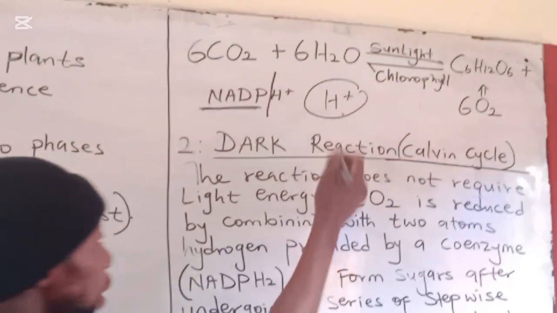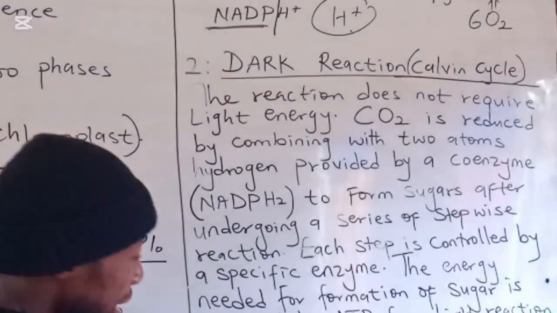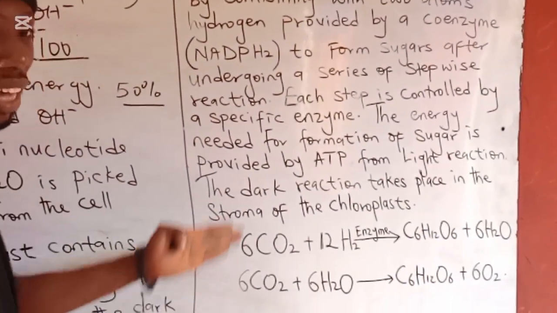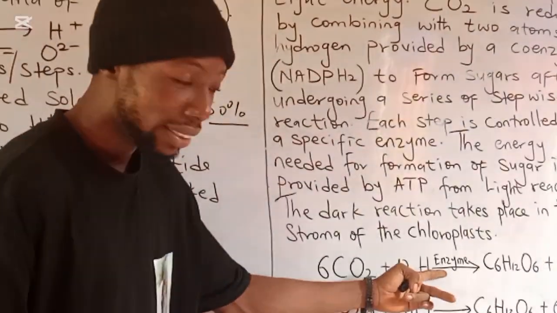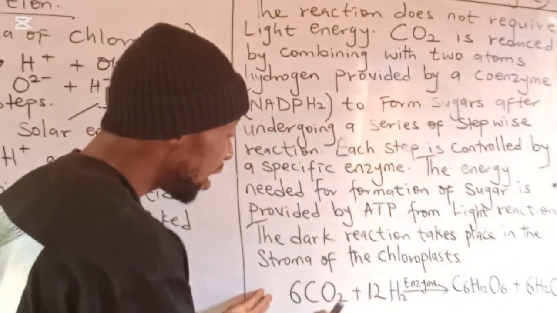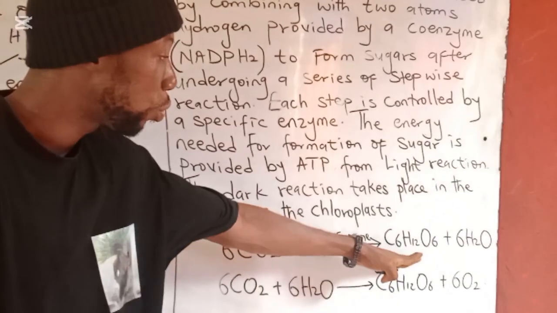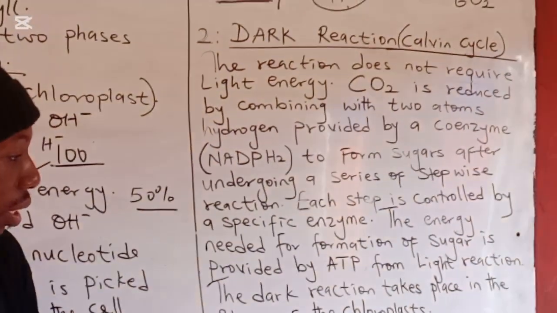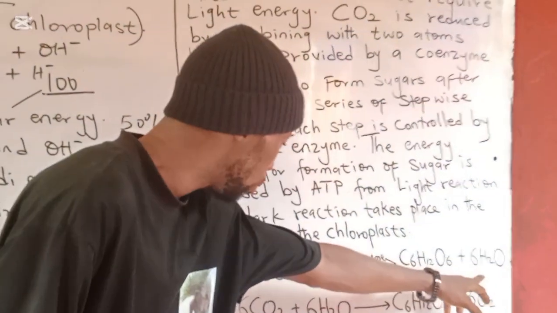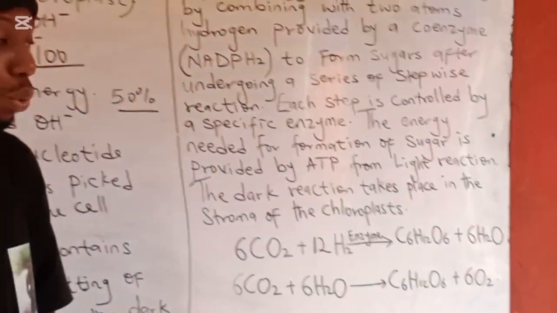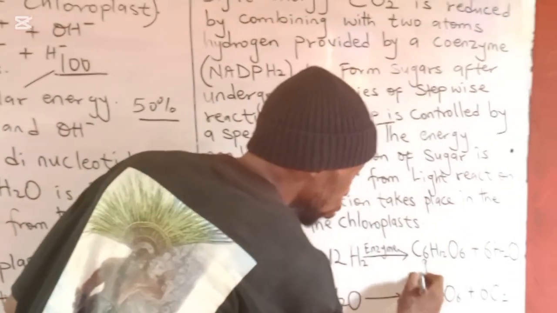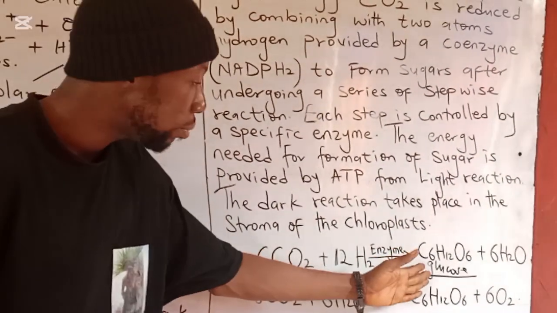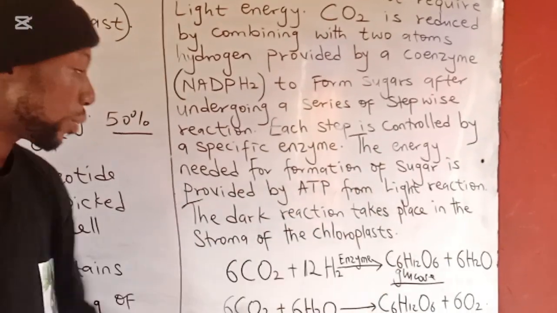Now the hydrogen ion in the dark reaction will combine with carbon dioxide. Remember, every step of the dark reaction is controlled by enzymes. So the carbon dioxide will be reduced to form glucose, which is the first stable product of photosynthesis. And 6 molecules of water are also formed. So this here is the glucose, which is formed during the dark reactions.